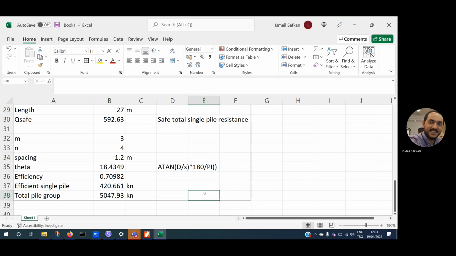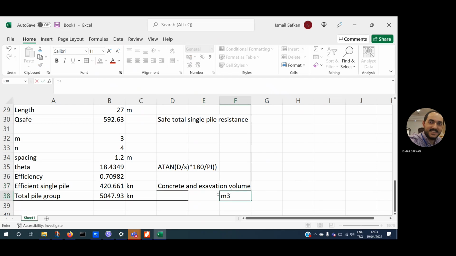I'm still not sure, but let's calculate the concrete here. Concrete and excavation volume as the parameter, so that I will use that property to understand if my piles are efficient. I mean, if my design is optimal. So plus this times that is the quantity times depth times area.